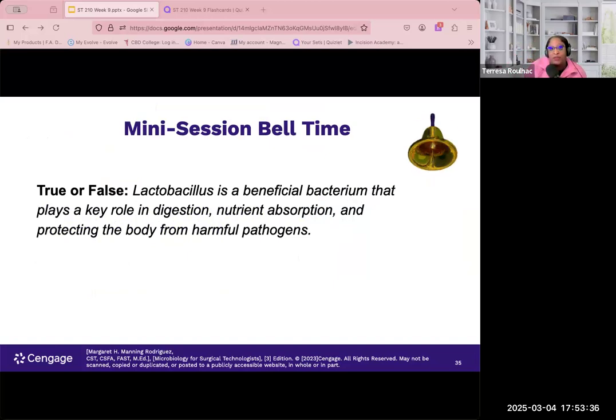Lactobacillus is a beneficial bacterium that plays a key role in digestion, nutrient absorption, and protecting the body from harmful pathogens. Think about what Lactobacillus is. Think about where it's at. Is this a normal microbiome in the gastrointestinal and female genitourinary systems?